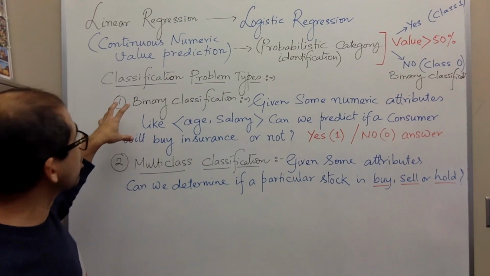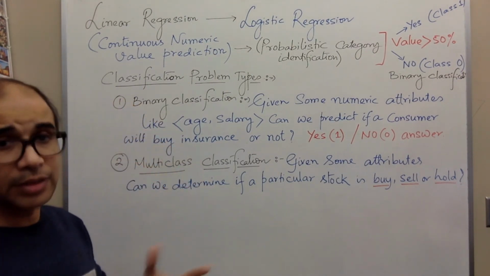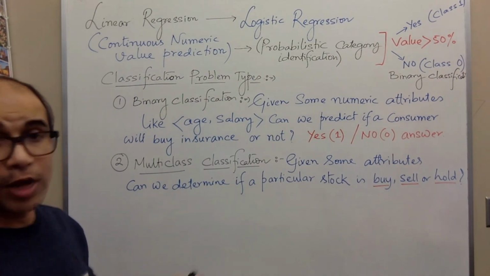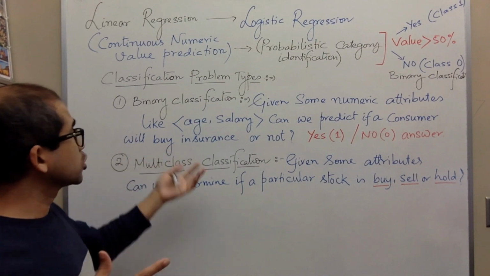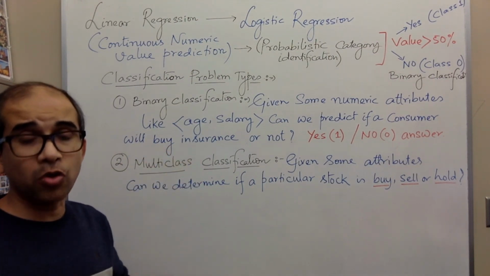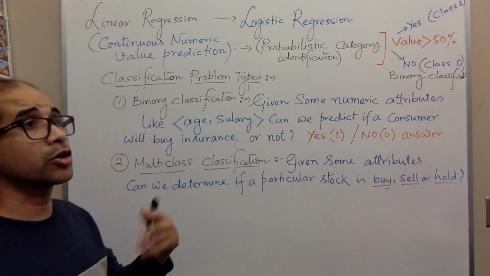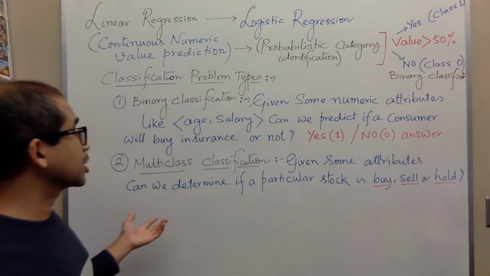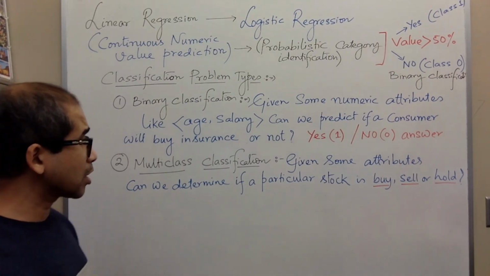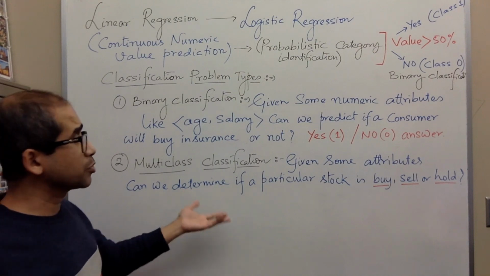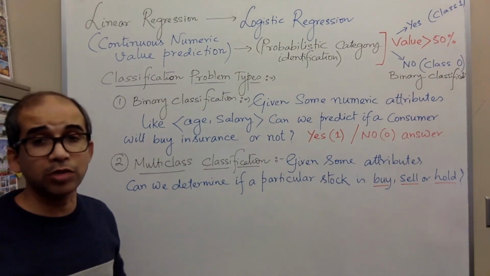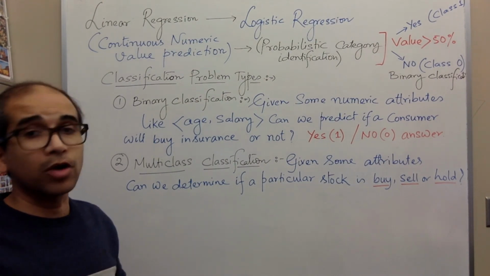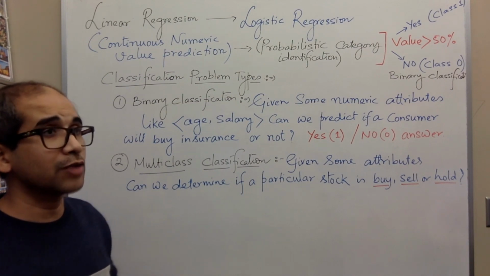And here we talk a little bit about the classification problem types. Binary classification is where, based on some numeric attributes, we can predict, for example, whether a consumer will buy insurance or not. That's a yes or no kind of answer. Yes is category 1 or class 1, and no is category 0 or class 0. Multi-class classification can arise under different circumstances. One example is, given some numerical attributes, can we determine if a particular stock is buy, sell, or hold? So you have to categorize it as a buy, a sell, or a hold. So there are three different classes.